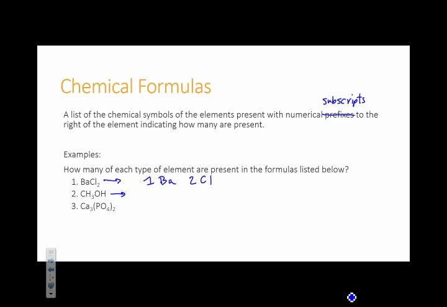In the second one, I have 1 carbon. I have 4 hydrogens because I've got 3 here and then another one right there, and then 1 oxygen. In the third one, I have 3 calciums, and then this 2 simply multiplies across. So I have 2 phosphorus and 8 oxygen.